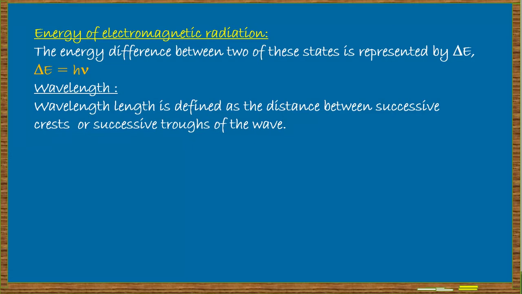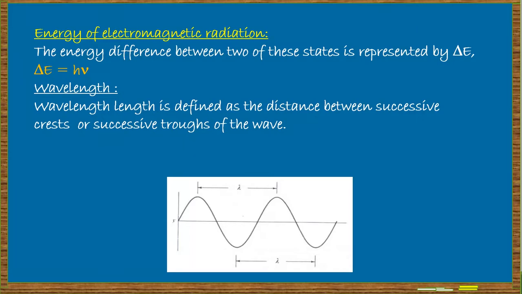And the second one is wavelength. Wavelength is defined as the distance between successive crests or successive troughs of the wave. That we see now; actually, it's a wave. You see that the distance between successive crests, or successive troughs, is known as the wavelength, lambda.